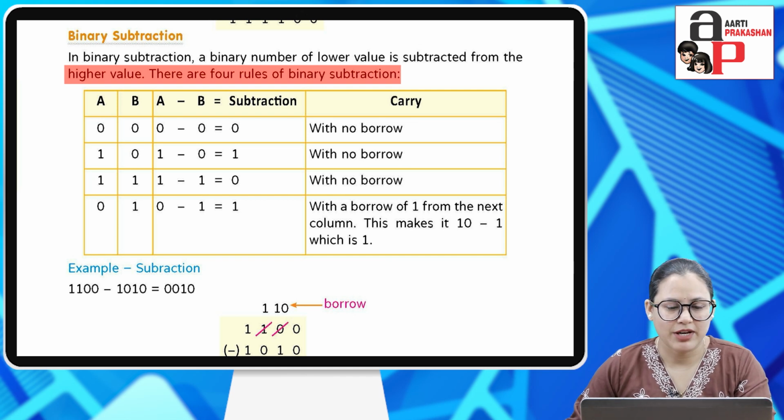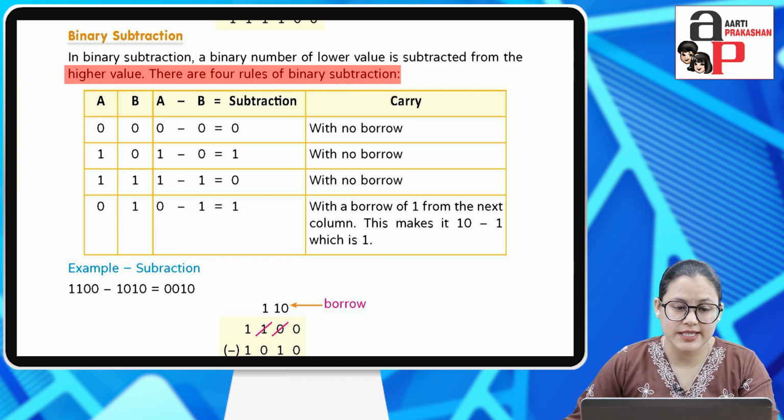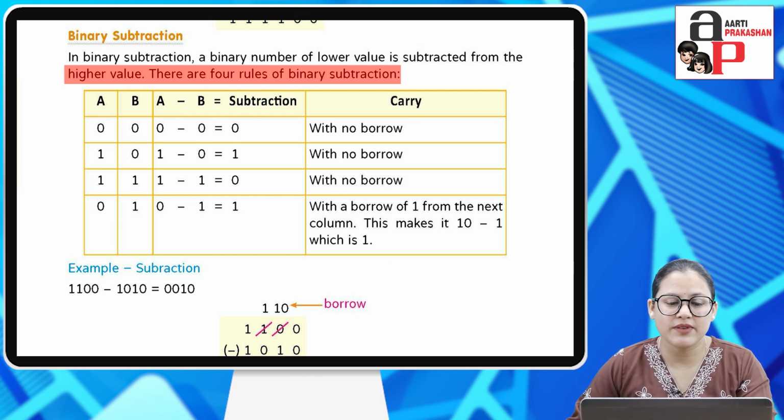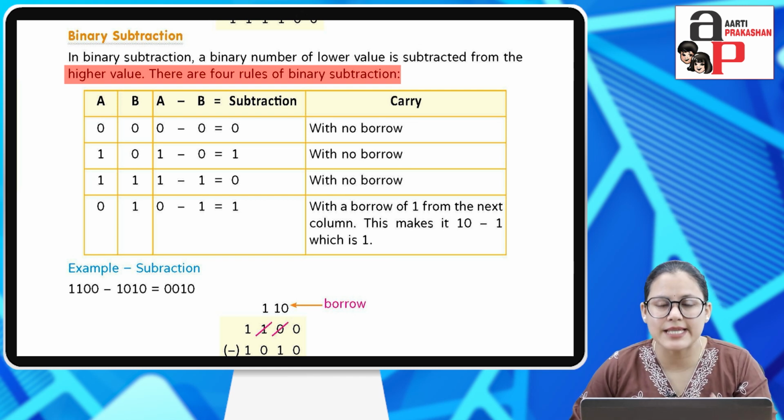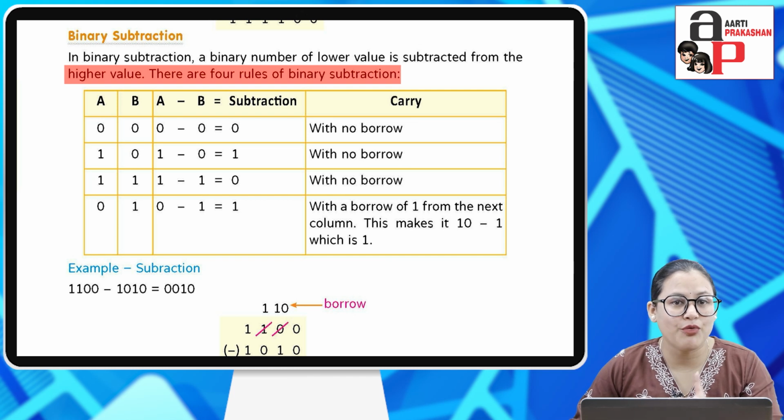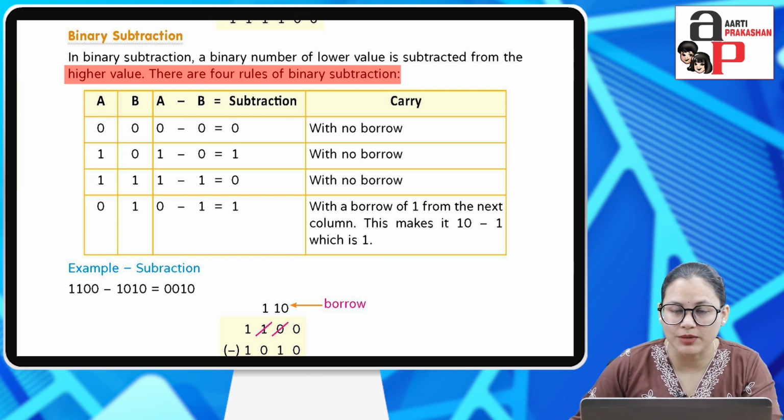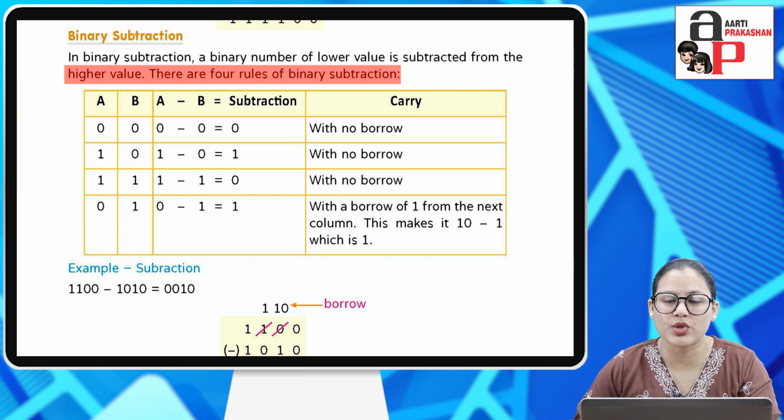Value of A is 1, value of B is 0. 1 minus 0 is 1 with no borrow. Value of A is 1, value of B is 1, 1 minus 1 is 0 with no borrow. Now, value of A is 0 and value of B is 1. 0 minus 1 is 1 with a borrow of 1 from the next column, this makes it 10 minus 1, which is 1.